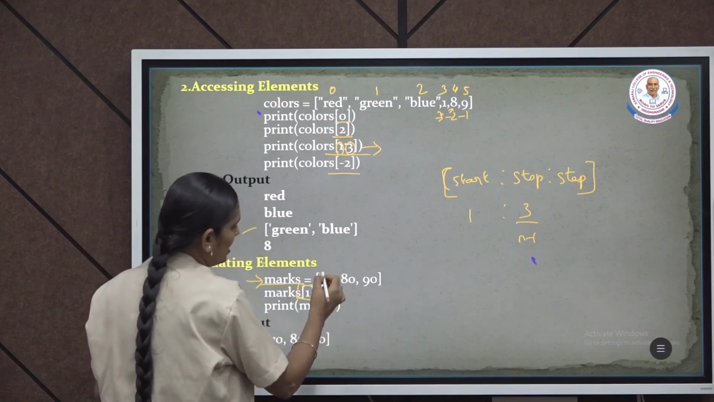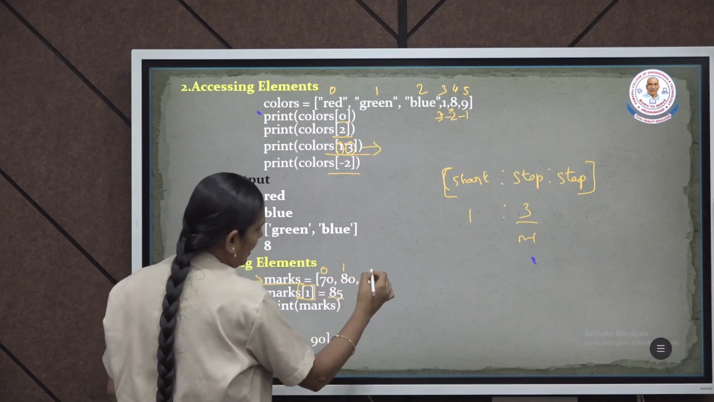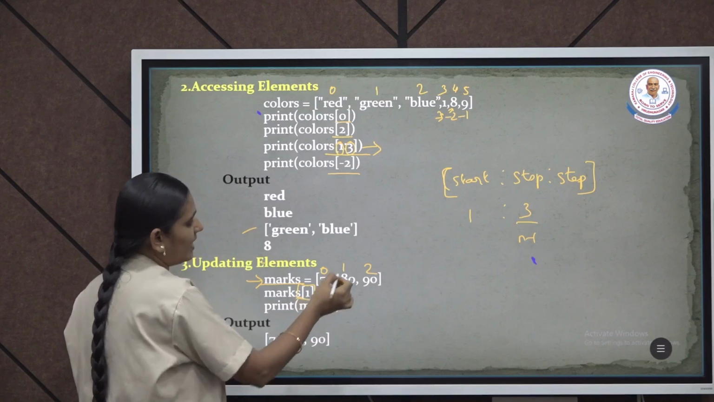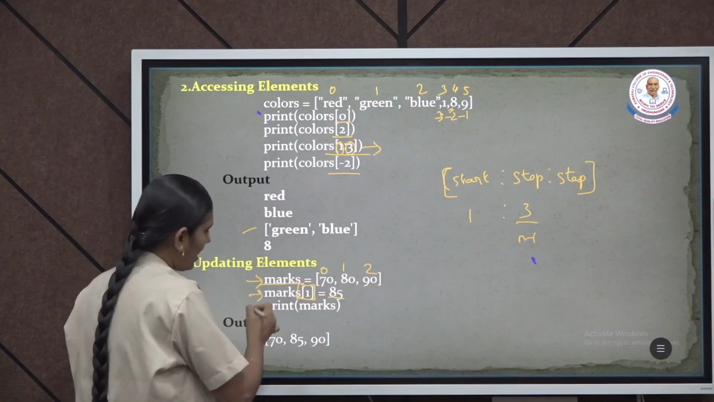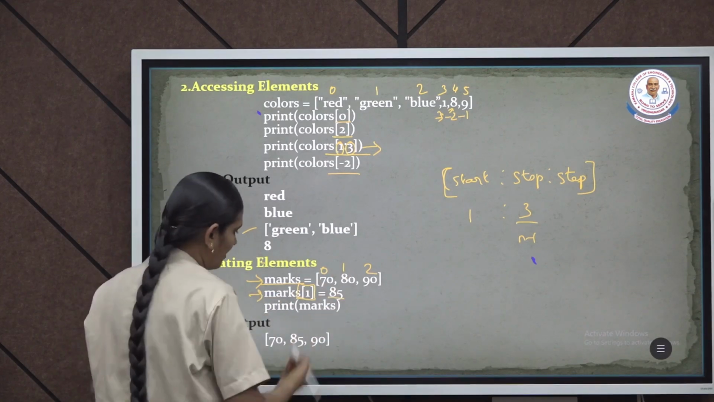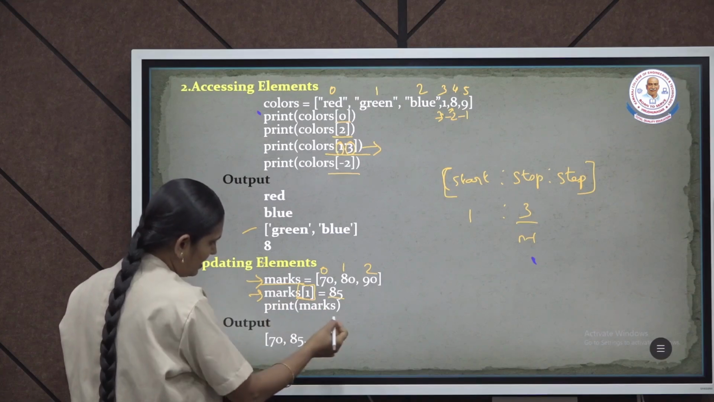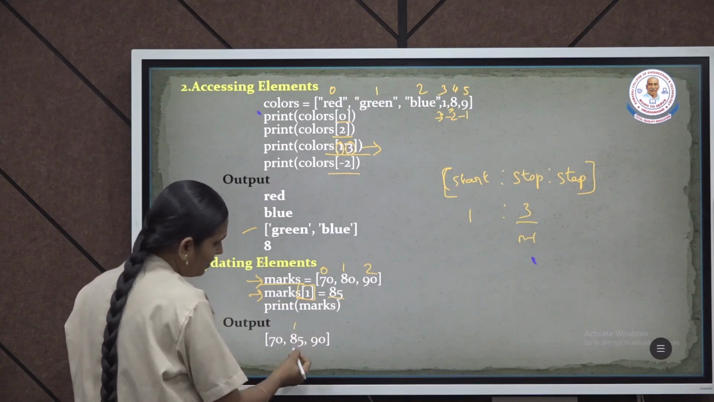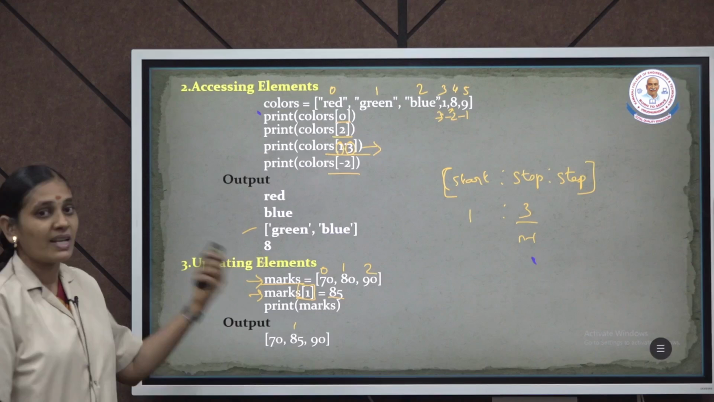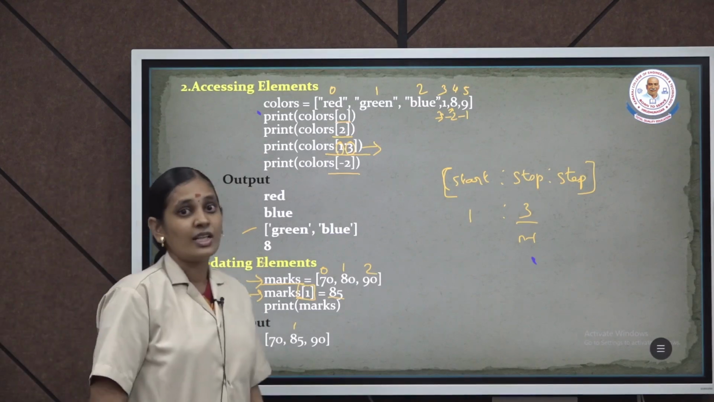Already this is the 0th index, this is the first index, this is the second index. In the first index, we already have 80. In this code I am trying to update the value to 85. So after updating, I have printed the list. What is the list's first index value? 85. So here we have updated the list. This property is called mutable.